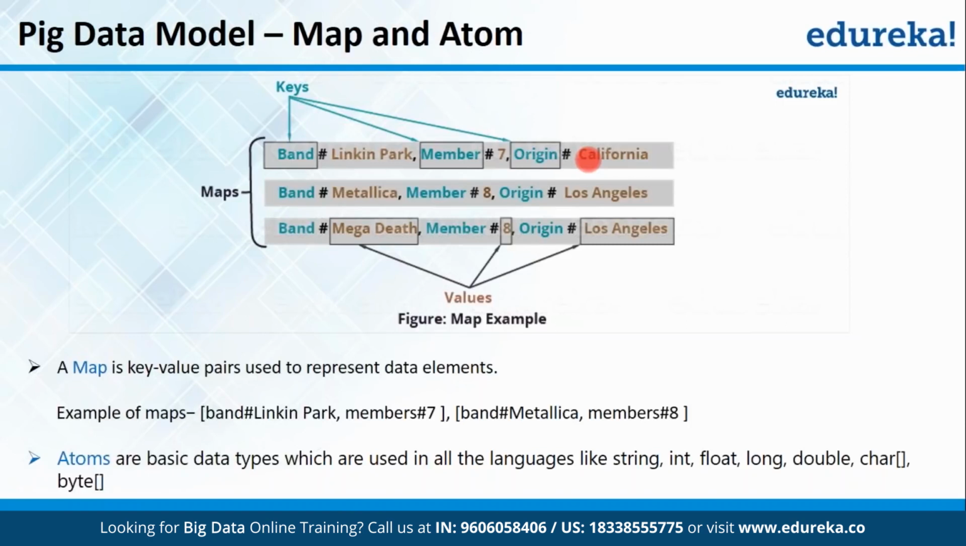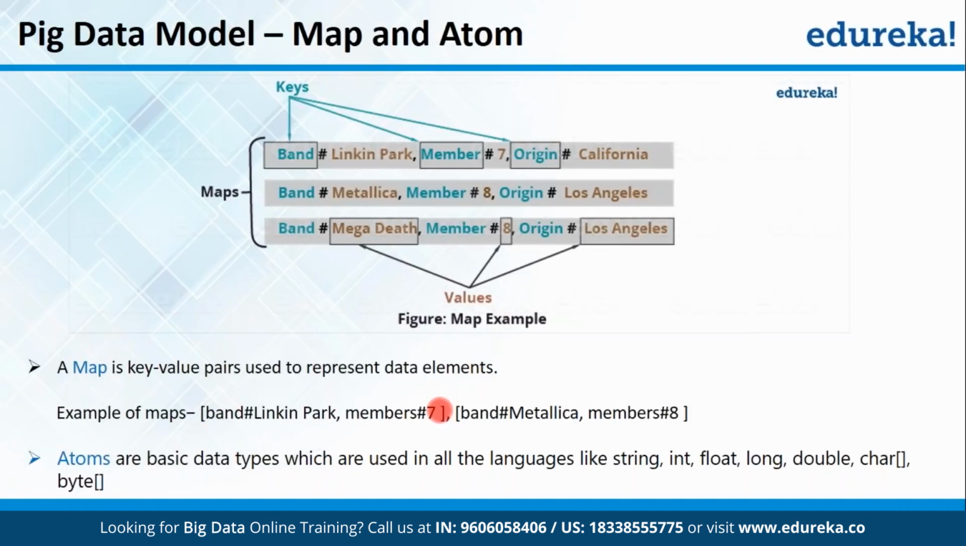However, a map cannot contain duplicate keys. As you can see, this map has only got band, member, and origin. Okay, there cannot be another key with the name origin or member or band. Similarly with the second row and the third row. So to represent a map, you need to use the square brackets right here. So this opening square bracket represents the opening of the map, and right here is the closing of the map. The next is atom.